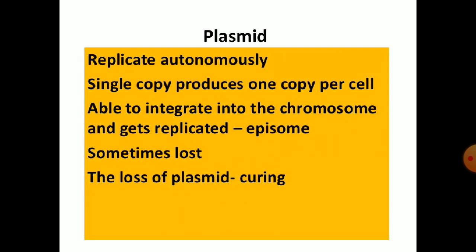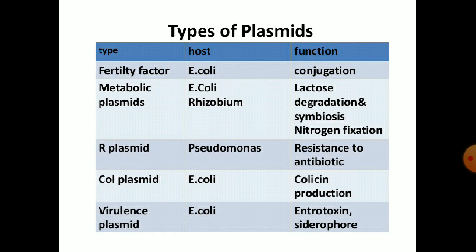Selective advantages: a plasmid replicates autonomously, with a single copy, producing one copy per cell. It is able to integrate into the chromosome and get replicated as an episome, though plasmids are sometimes lost. The loss of a plasmid is called curing. These are the types of plasmids, their hosts and their functions.